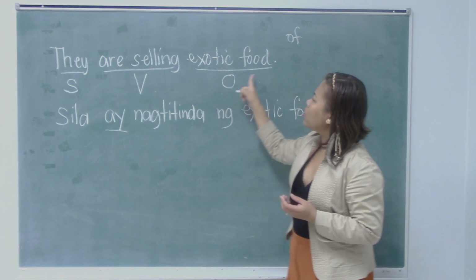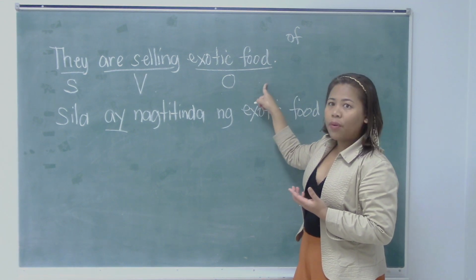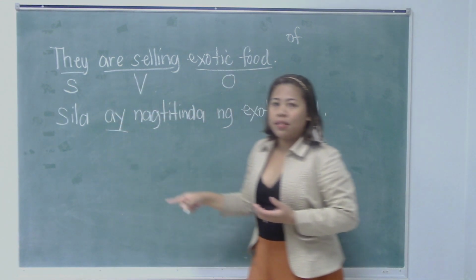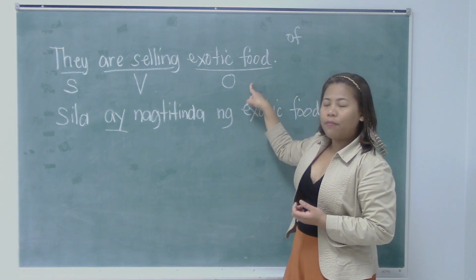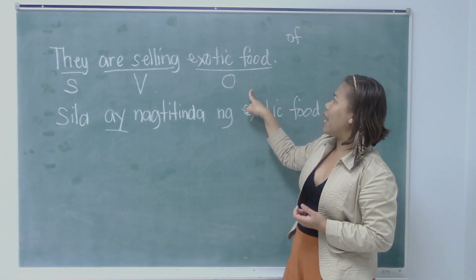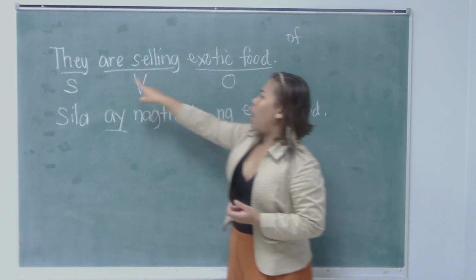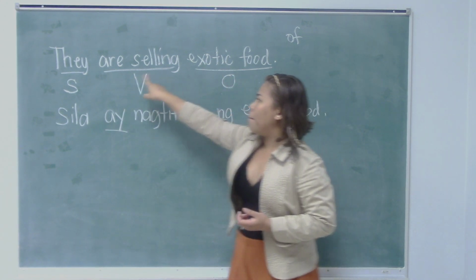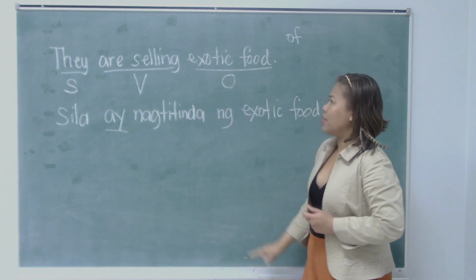How would you convert this one into a passive voice in English? It would say, for active voice, the subject is the focus, but in passive voice, the object is the focus. So if we translate this one into a passive voice, then we'd say, the exotic food is being sold by them. So that's how you form a passive voice in English.